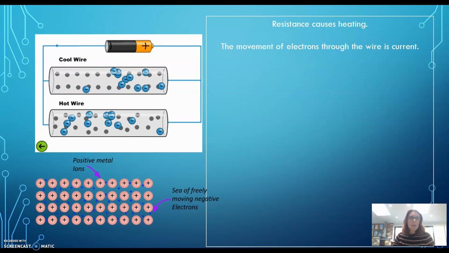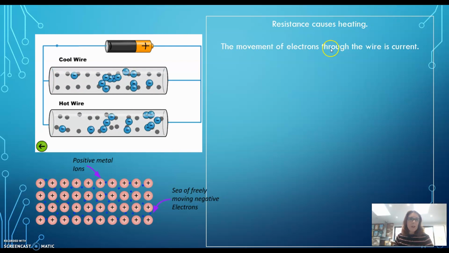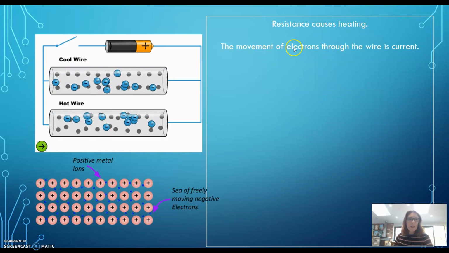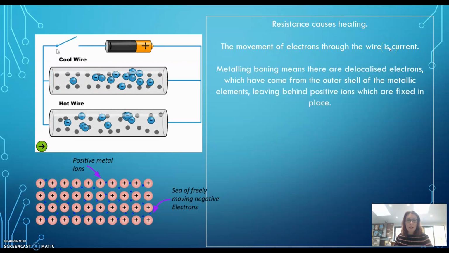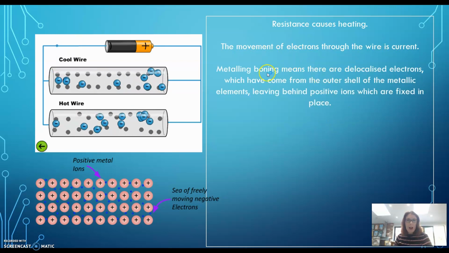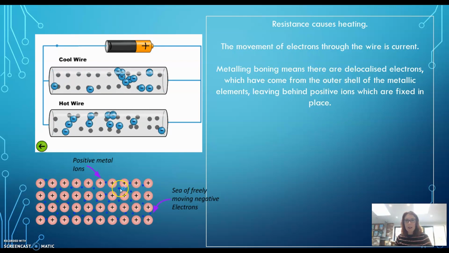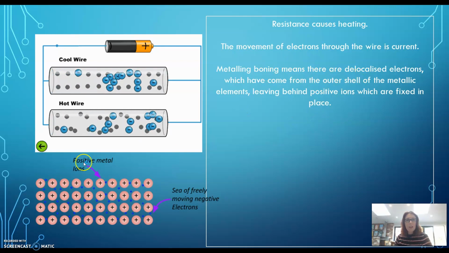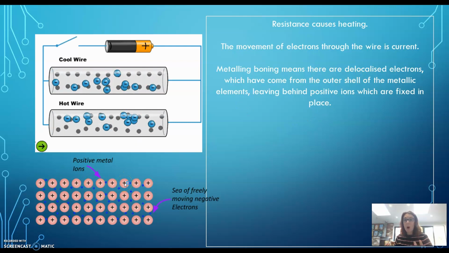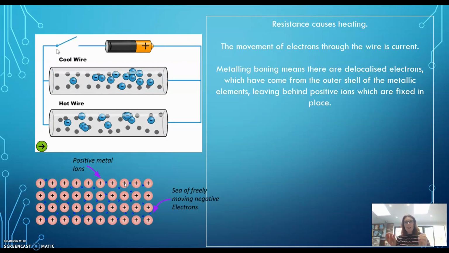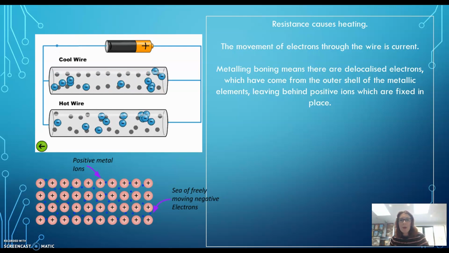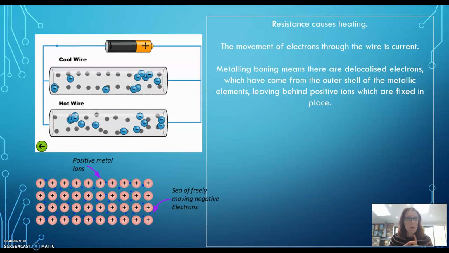So resistance causes heating. That's because there's a movement of electrons through the wire, which is the current. And in metallic bonding, there are delocalized electrons, which have come from the outer shell of the metallic elements. If it was gold, some of the gold electrons will have been removed from the atom.